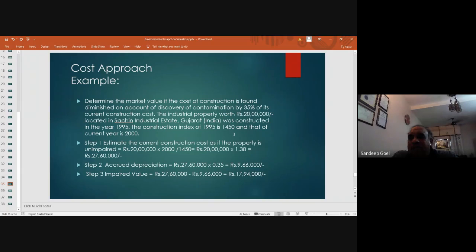Current year may be whatever it may be. If it is not given, why are you pushing your mind here? He wants to know what is the value in current year. That value comes out to be 27,60,000. No, this is not depreciation. This is the diminishing in value by contamination. Clear? He is writing here, diminished on account of discovery of contamination by 35%. Reduce this value by 35%, your answer is there. 35% reduce, you will get 9,66,000.